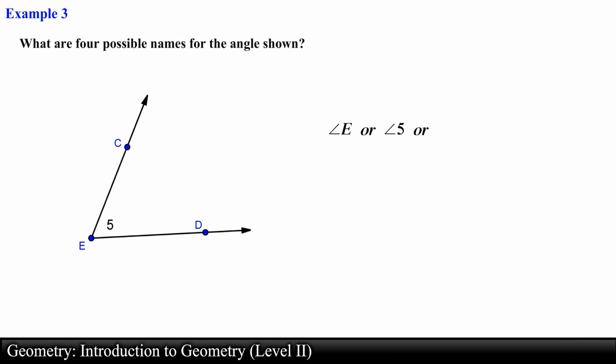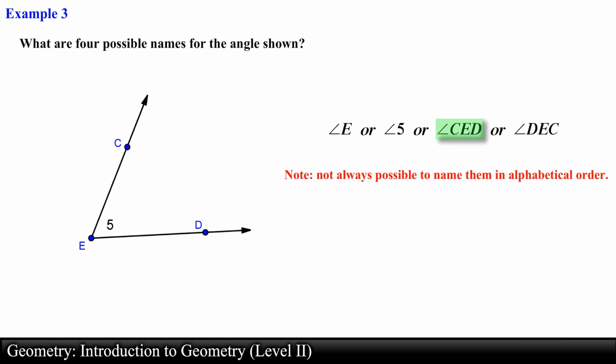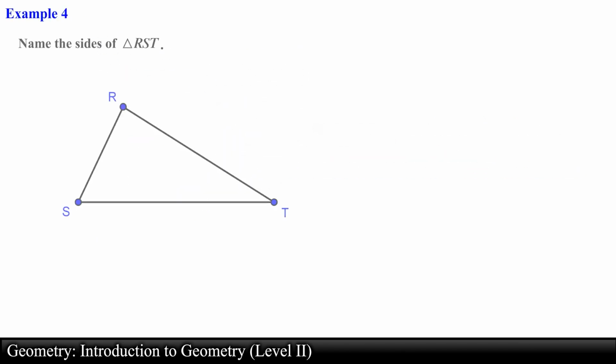We can also name angles by using 3 points. In this case, we can use point C, E, and D to name the angle. So we can name this angle as angle CED or angle DEC, making sure we write the point that represents the vertex in the middle. Just like lines, we usually want to denote the points of an angle in alphabetical order, whenever possible. Nevertheless, both forms are acceptable ways to name this angle. Alright, let's try the next example.